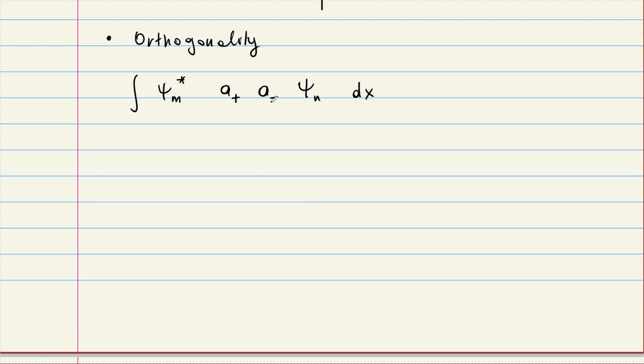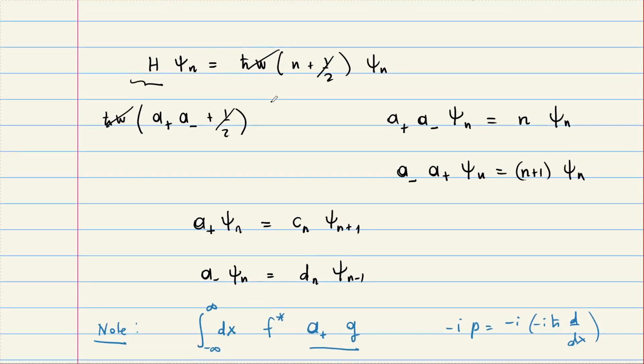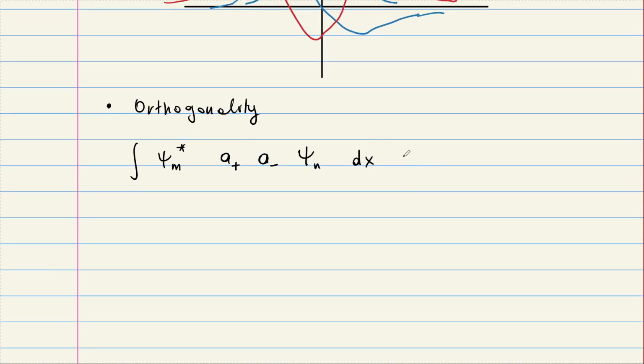First, because of the relation here, okay, let me go back. I already showed you: a plus a minus gives n psi n, a minus a plus gives n plus 1. I know this. That's why whenever I see this one or this one, I'm happy. So this one is equal to, immediately, n, right? This thing acting on this is going to give n, and this is the integral of psi m star psi n dx.